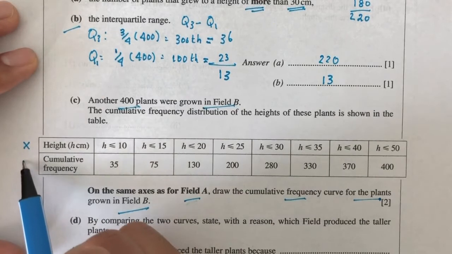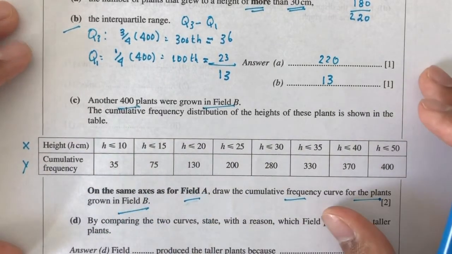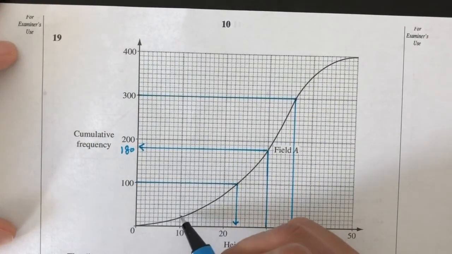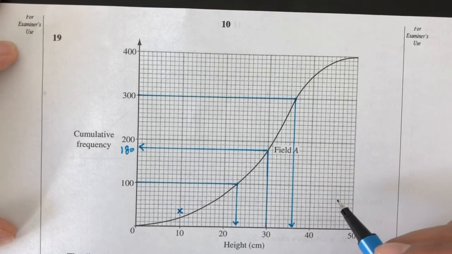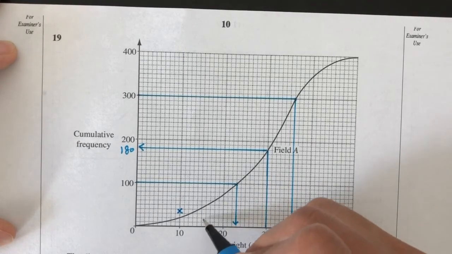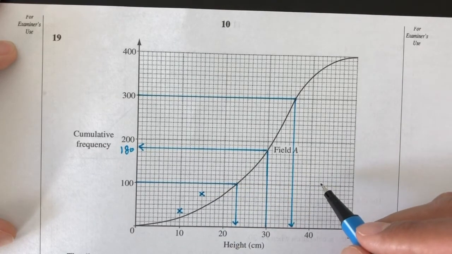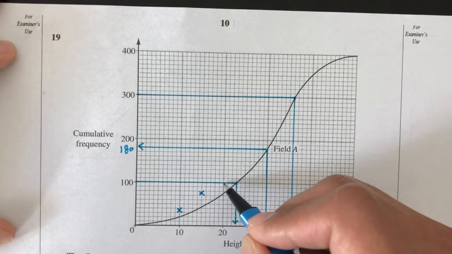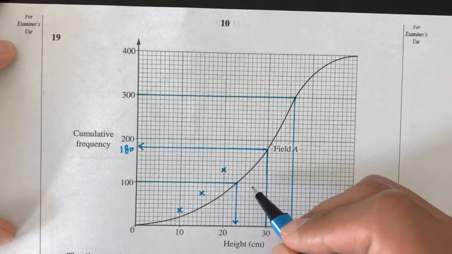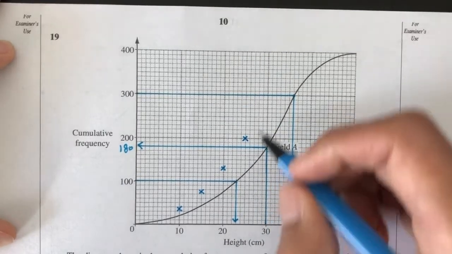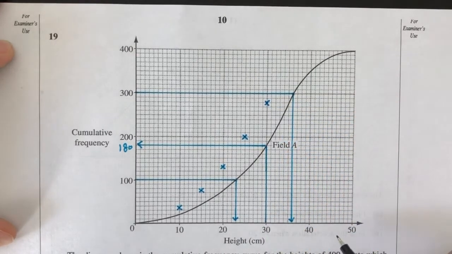Pretty easy. So basically this is our X and this is our Y. So X 10, 35. So 10, 35 will be what? 10 here, 35 will be here. Then we have 15, 75. That'll be here. Then we have 20, 130. Then we have 25, 200. Then we have 30, 280. Then we have 35, 330.